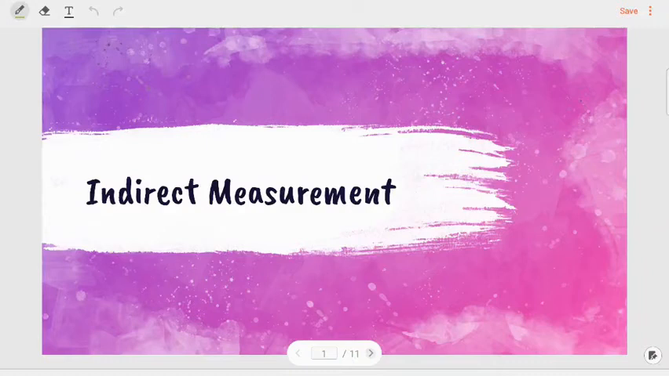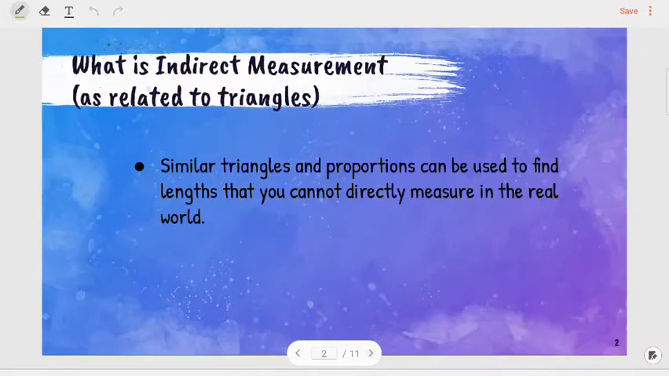Hi there, this video is going to cover indirect measurement. So what do I mean about indirect measurement? So in the real world, sometimes we cannot directly measure an item. So for example, sometimes I can't directly measure how tall a flagpole is, or I can't measure with a measuring tape how tall a tree in my backyard is.